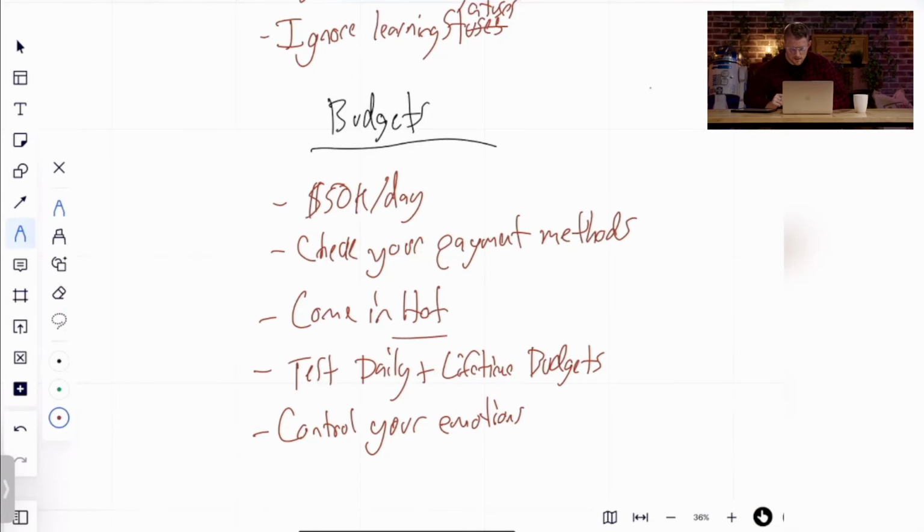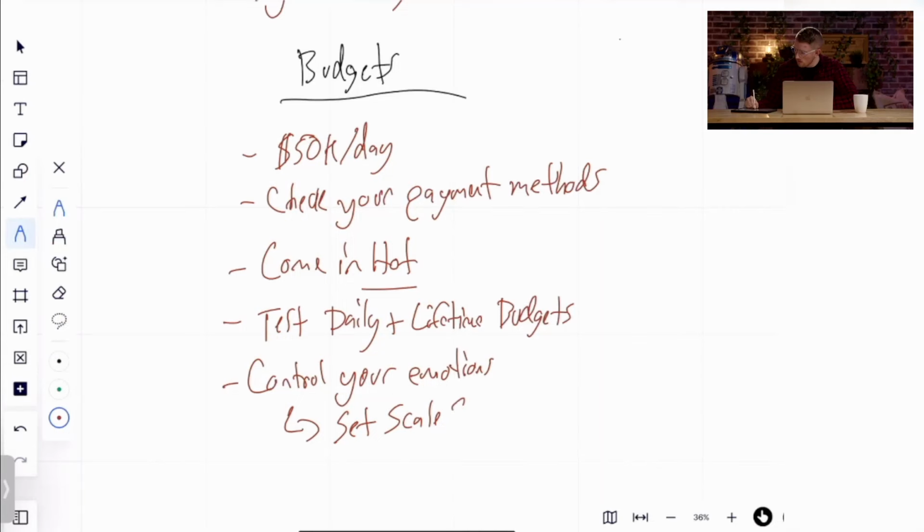And another thing I want to touch on here is to control your emotions. Because it's easy to overreact. It's easy to let your emotions get into this. We like to say marketing is a mathematical equation, not an emotional decision, which is a lot easier said than done. It's really hard to not get emotional if you're at 7 a.m. and you don't have results that you want to see.